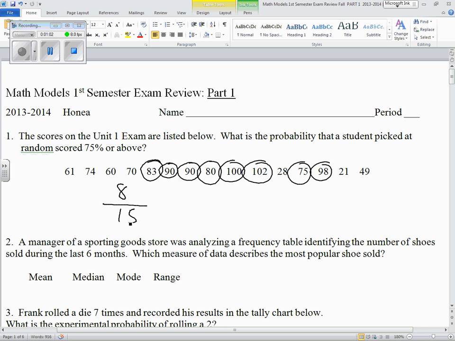So if I had put all those people in a hat and mixed it up and I randomly drew one, then my probability of picking someone that scored a 75 or above would be 8 out of 15. Now if you want to change that, probability can be written as a fraction or as a decimal. So we could put that in the calculator and get the decimal equivalent if we wanted to, which would be 0.533 or 0.53 repeating. All right.